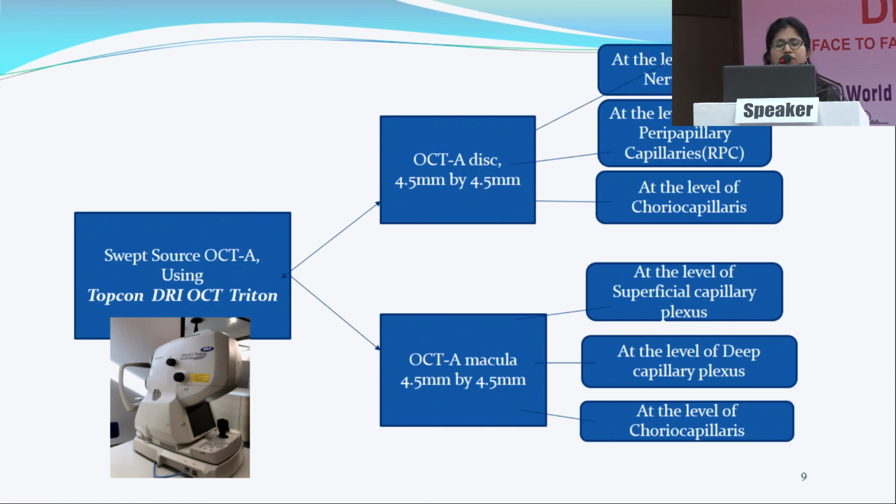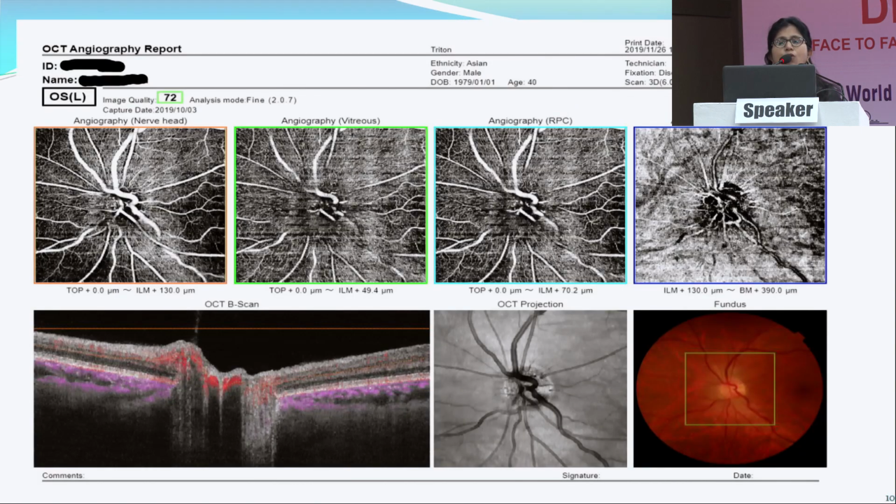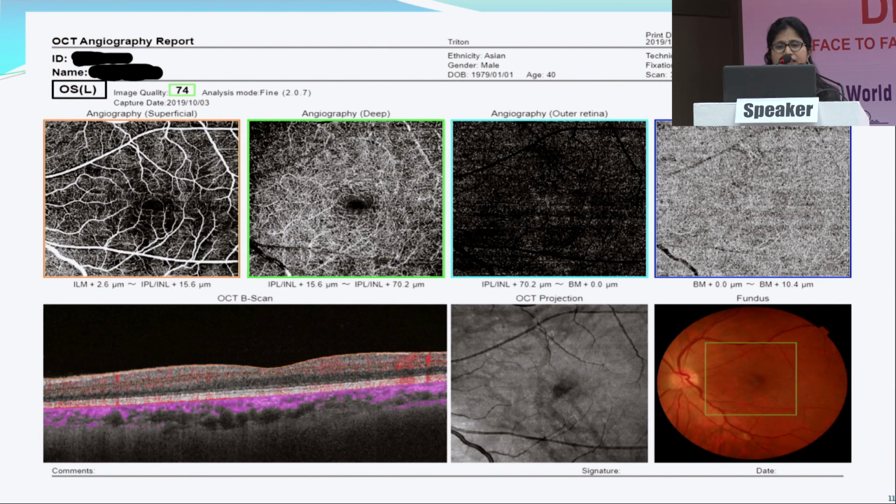For OCT-A, we used swept source OCT and scanned the disc with a 4.5 by 4.5 mm scan, and the vessels were studied at the level of the optic nerve head, where we studied the peripapillary vessels, then the radial capillary vessels, and also the choriocapillary vessels. Similarly, the macula was also studied at the level of the superficial capillary plexus, deep capillary plexus, and the choriocapillary plexus. These are just representative images at various levels at the disc and at the macula.